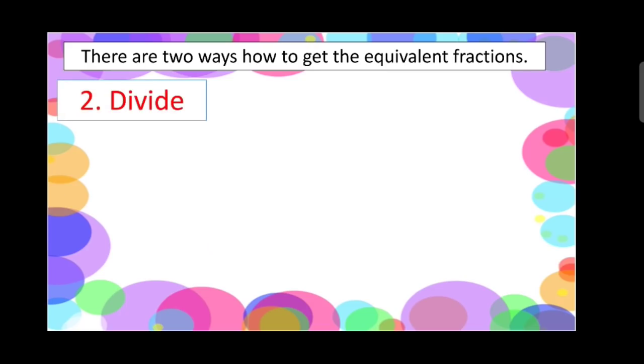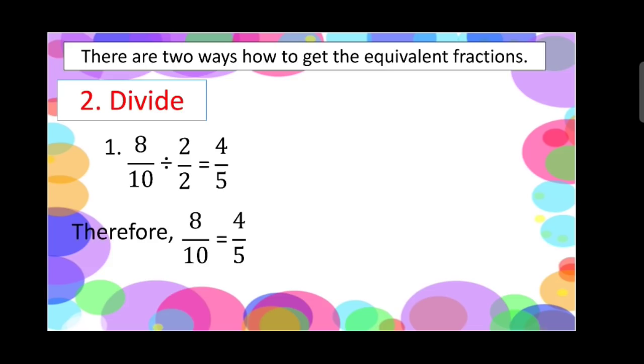Ngayon naman, divide. Okay, magdi-divide tayo. So, for example, 8 over 10. Okay. So, para makuha ko equivalent fraction, dinivide ko siya kay 2. Ganun din po, kung nag-divide kayo sa numerator ng 2, gagawin nyo rin yun sa denominator. So, 8 divided by 2 is equal to 4. Then, 10 divided by 2 is equal to 5. So, the equivalent fraction of 8 over 10 is 4 over 5. So, we conclude that 8 over 10 is equal to 4 over 5.